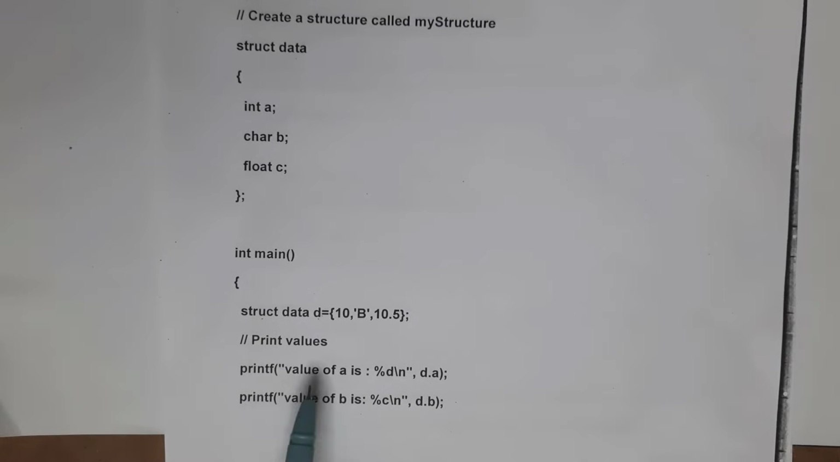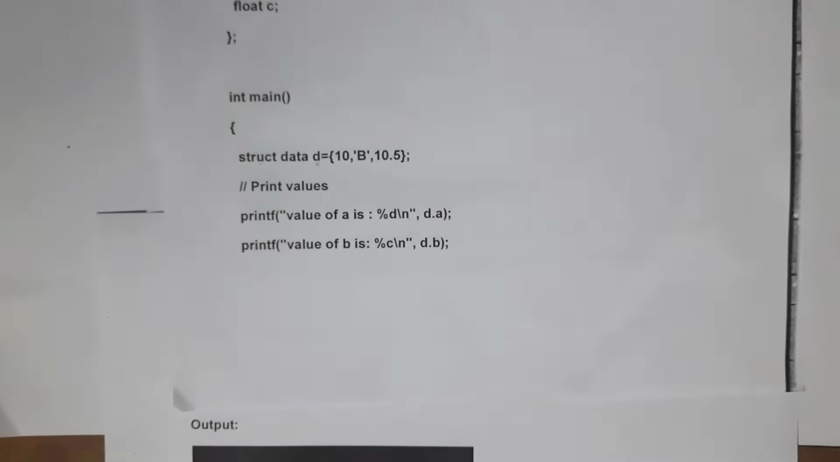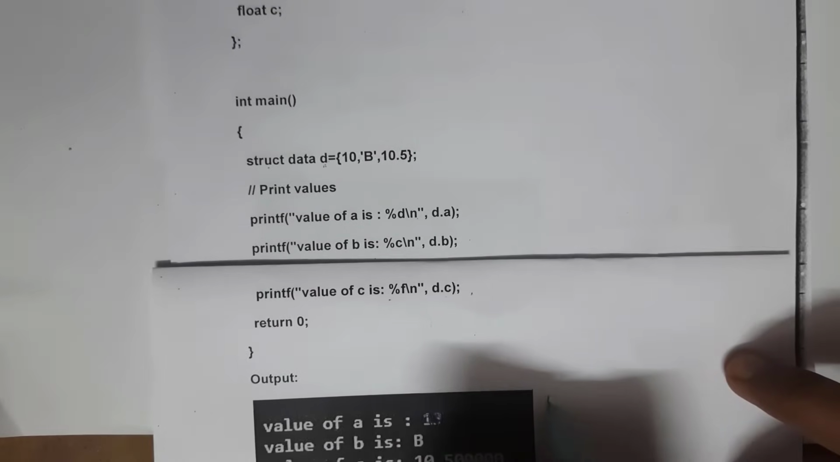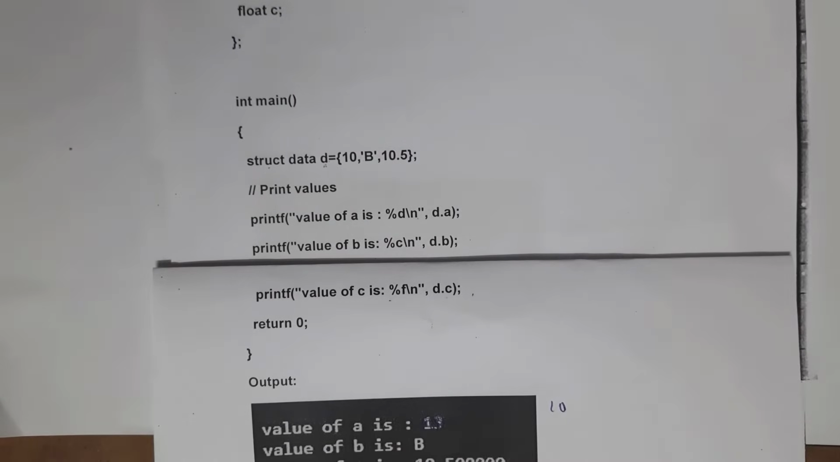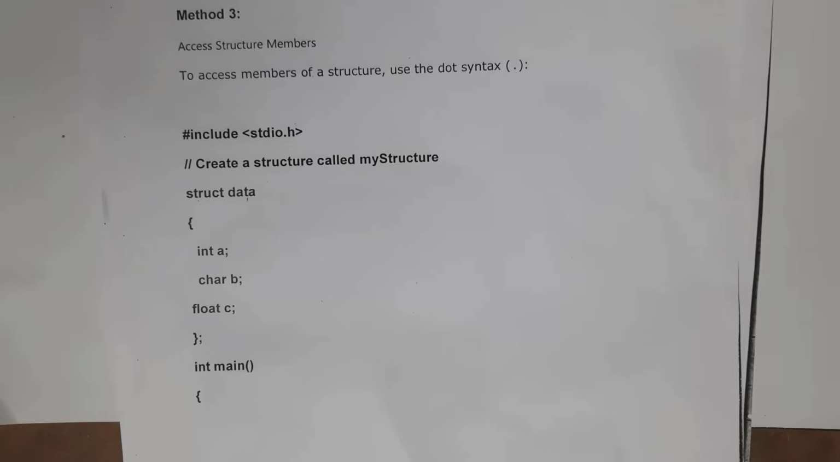After that I wrote printf value of a is %d comma d dot a, printf value of b is %c comma d dot b, printf value of c is %f comma d dot c, because all these values are stored in d. So here I wrote d dot a, d dot b and d dot c. By writing this program I will get output as value of a is 10, value of b is b and value of c is 10.50. This is the output. This is the third way of assigning values to structures.